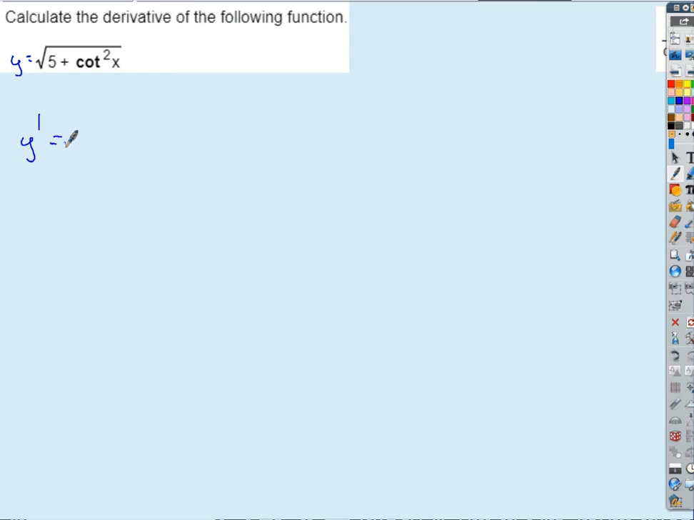So, okay. If that's y, what's y prime be? It's the outer derivative by the chain rule. 1/2 times the quantity to the negative 1/2. Good. Now the derivative of the next part.